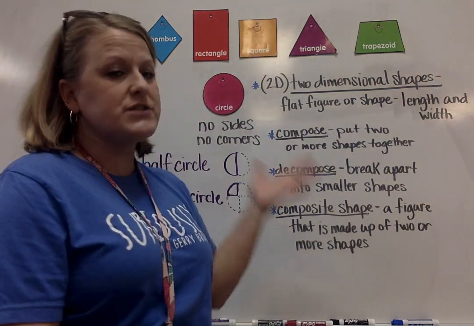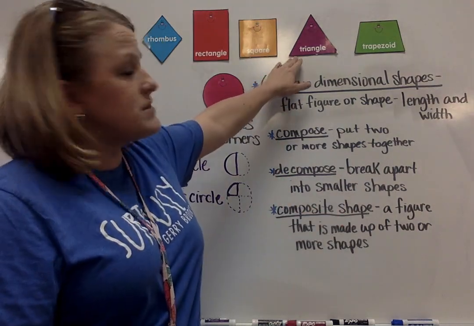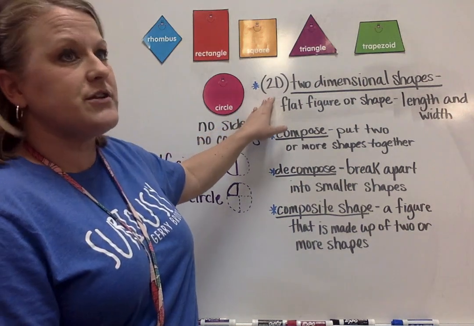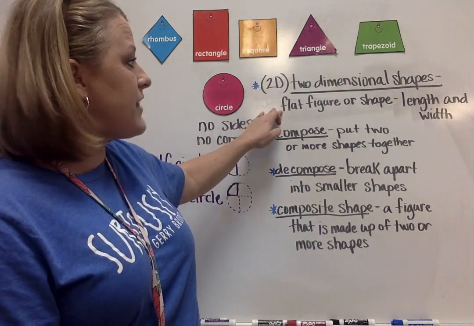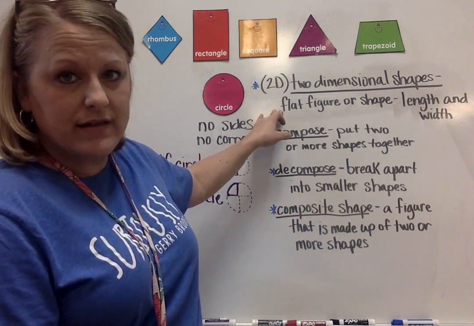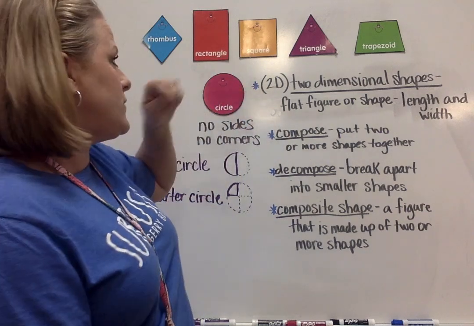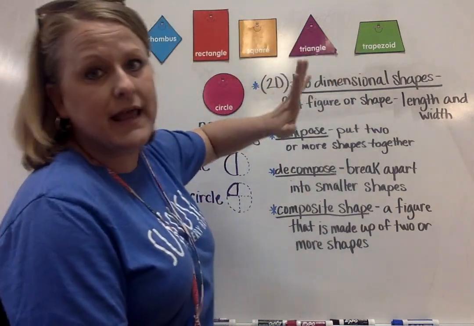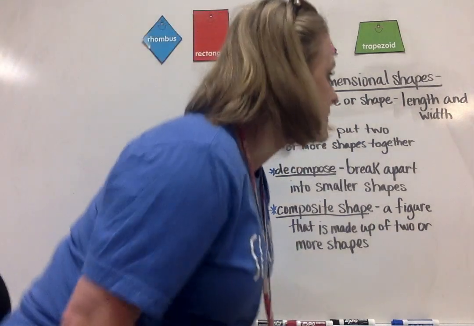So this week, we're still going to take a look at 2D shapes or two-dimensional shapes. Now, the definition of a 2D shape is a flat figure or plane shape. We're looking at the length and the width of the shape, the 2D. All of these on the board are just flat shapes. That's what a 2D shape is.